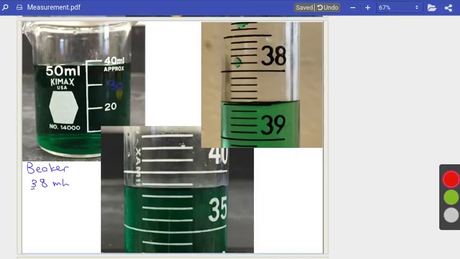Now, the 3 was a certain digit. The 8 was my one degree of estimation. That's all I get. I don't get to guess again. I don't get to guess off of my first guess. That's as far as I can go.